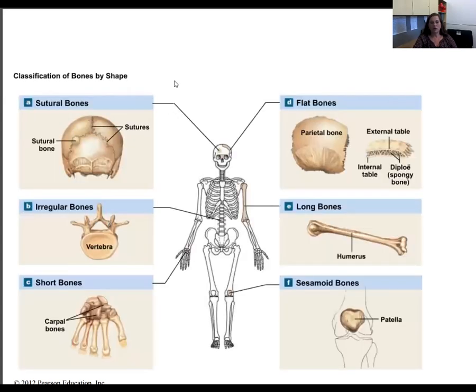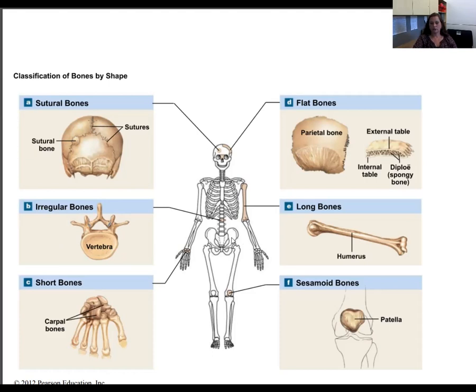You can classify bones based on shape. In picture A here, the first classification of bones we have are sutural bones. Sutural bones are bones that are formed between the suture lines in the skull. Then B, this classification of bone is called an irregular bone, meaning that its shape kind of defies description. So if you can't really describe the shape of that bone, it is an irregular bone. So your vertebrae will be irregular bones.